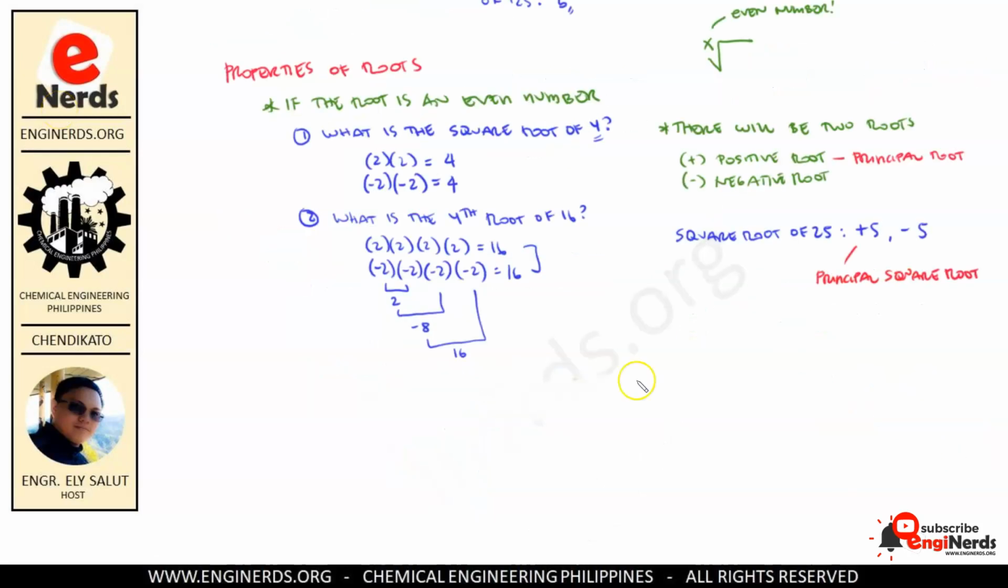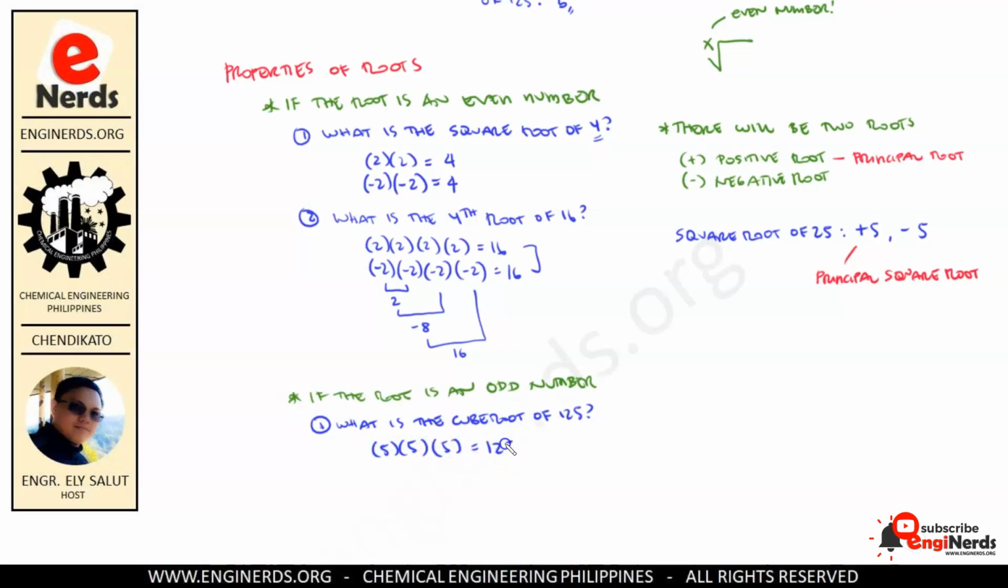Now, what if the root is an odd number? Let's say we have a question, what is the cube root of 125? So, if you multiply 5 by itself, you will have 5 times 5 is equal to 25, times 5 is equal to 125. So, this is the correct answer.